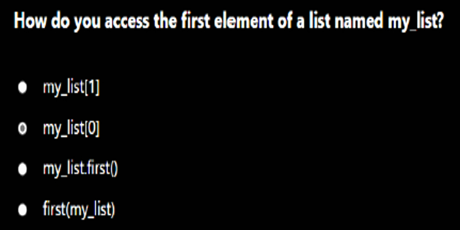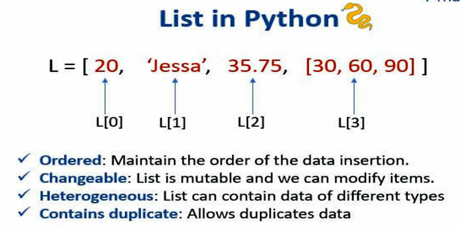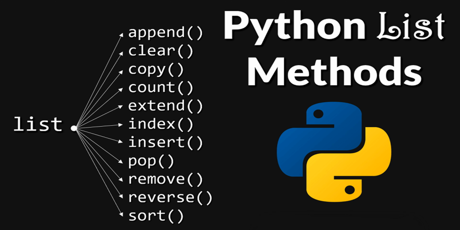Question number 4. How do you access the first element of a list named myList? This question is similar to question 2 in that it requires an understanding of data structures in Python. You need to make sure that you understand what a list is. How do we create a list? How do we modify the data inside of a list? What are the common methods that we use for a list? Example: append, insert, sort. So, once again, make sure you understand your data structures.